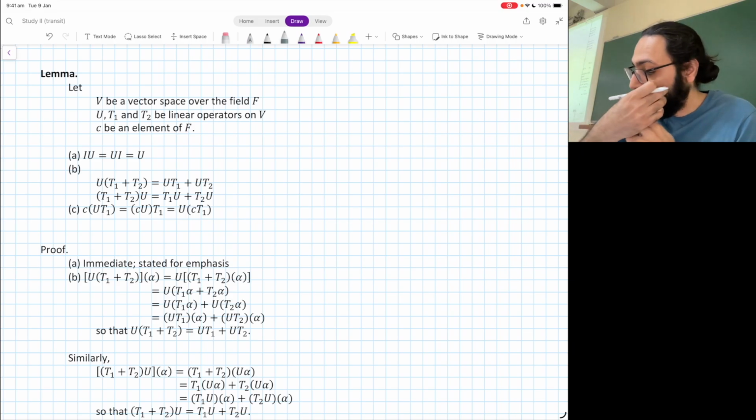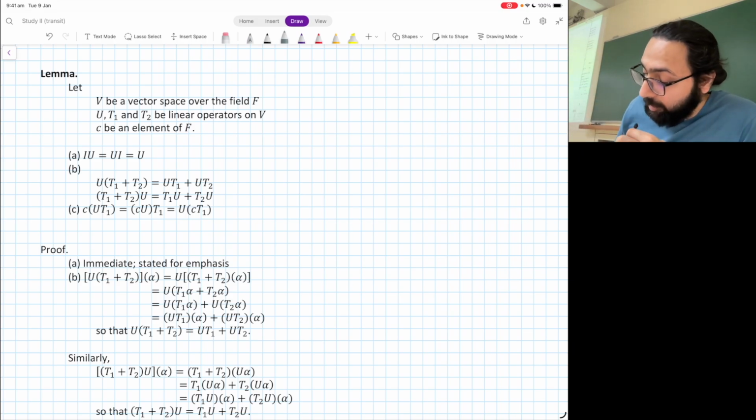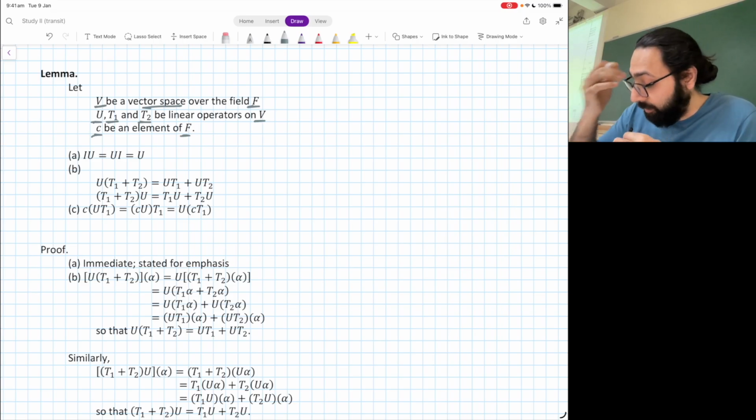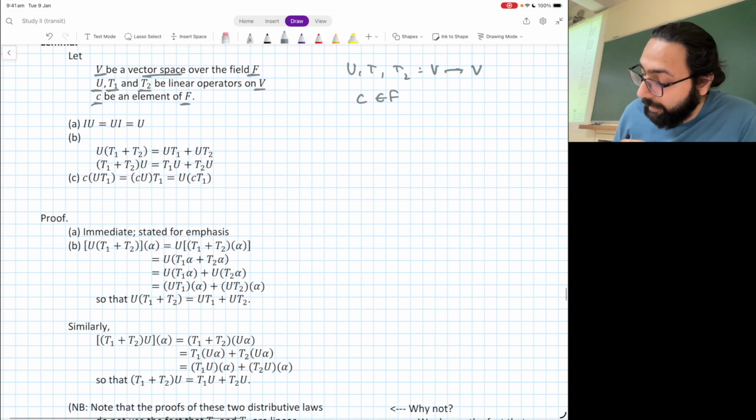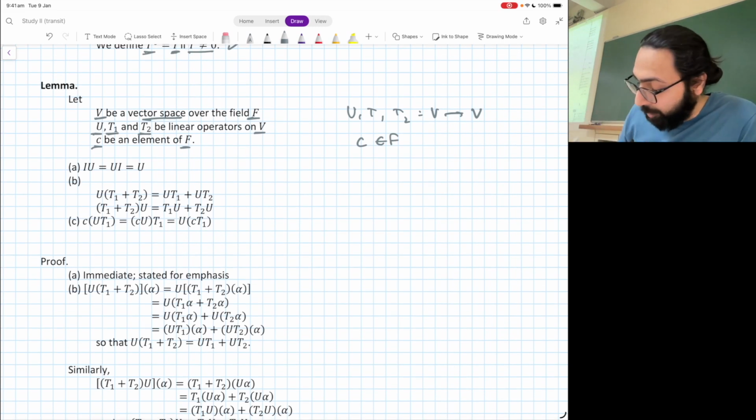Right. So now let's state a lemma. This lemma says the following. Let V be a vector space over the field F. Let U, T1 and T2 be linear operators on V, and let C be some element of F. So V is a vector space, U, T1, T2 go from V to V, they're linear operators, and C is some scalar. Then the following properties hold.